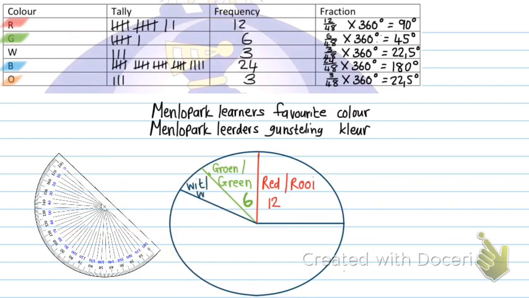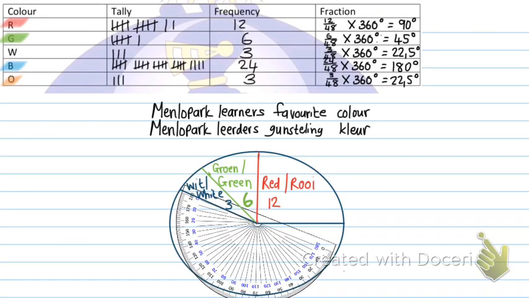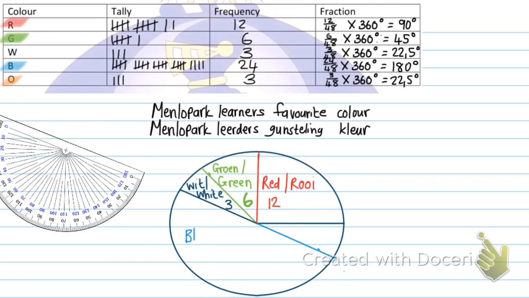That's white, and that's 3 people. Then I move it to the new line. I measure 180 degrees, so it's all the way through, and that is the blue ones, which was 24 people, and the last one that's left is the orange, 3 people. Okay, so that is the pie chart or circle diagram that you need to draw.